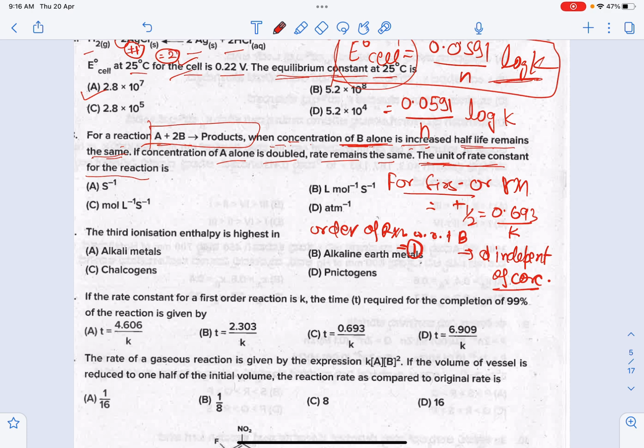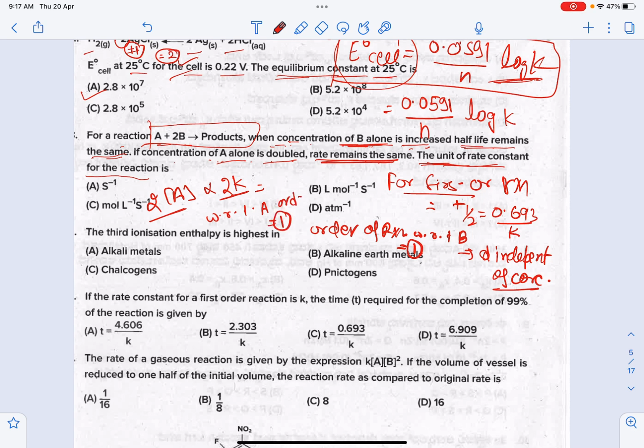Next it says, if the concentration of A alone is doubled, the rate remains the same. That means if we double the concentration of A, the rate constant also doubles, so the rate remains the same. That means this is also a first order reaction. With respect to A, the order of reaction will also be 1.